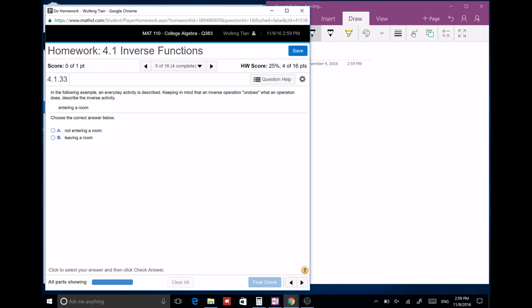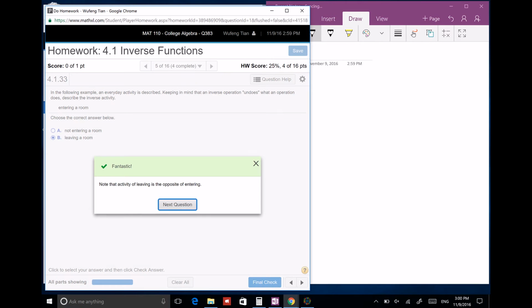Number 5. Every activity that has an inverse operation: describe the inverse activity. Entering a room, so the opposite is going to be leaving a room, right? Okay.